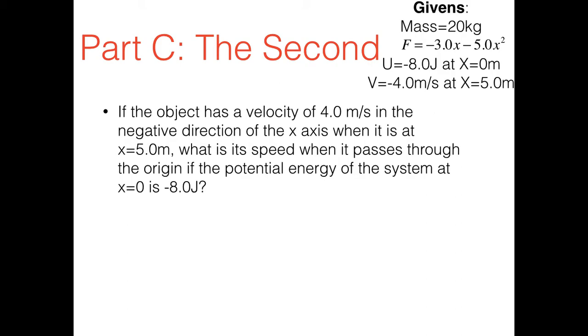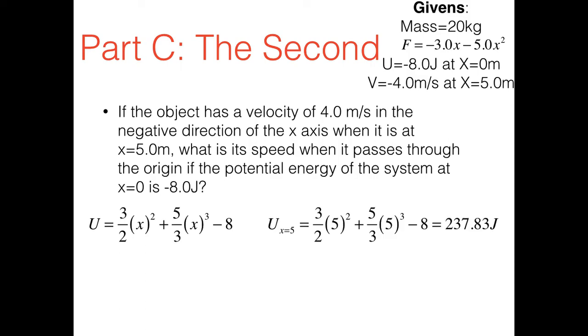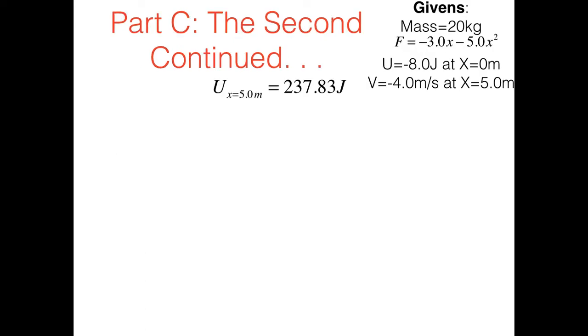The second half of part C asks us what part B asked us, except this time for a negative 8 joules of potential energy at x equals 0. So we'll use the equation we found for potential energy in the first half of part C, which is potential energy equal to 3 halves x squared plus 5/3 x to the third minus 8. We'll plug in x equals 5 to get a potential energy of 237.83 joules.